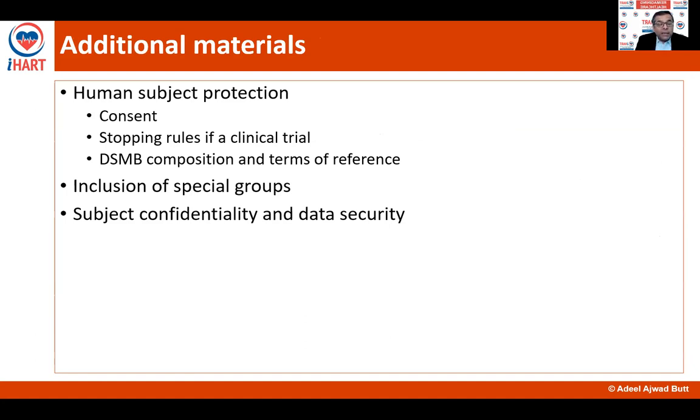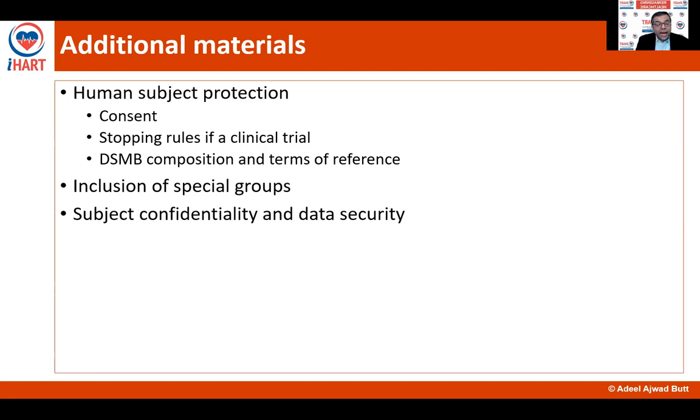I cannot emphasize enough the importance of human subject protection in clinical studies. When you are doing an intervention study or where you're recruiting subjects, an informed consent is an absolute must. For all clinical trials, you need to have stopping rules or futility rules, and you also need to have a data safety monitoring board, which is independent of the study team. Always think about including special groups and underrepresented groups like women, children, and minorities. So unless there is a specific contraindication or a specific reason not to include them, you should make an effort to include as many subjects from these diverse groups as possible.